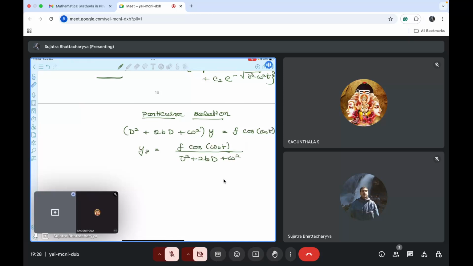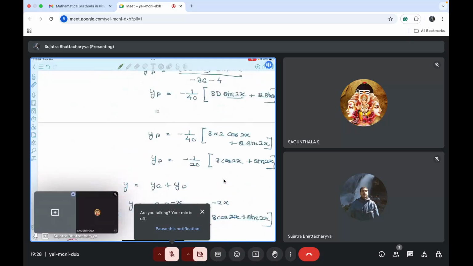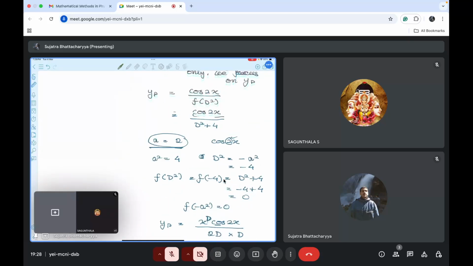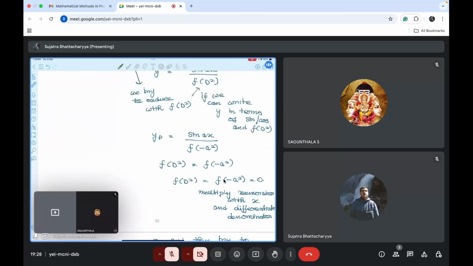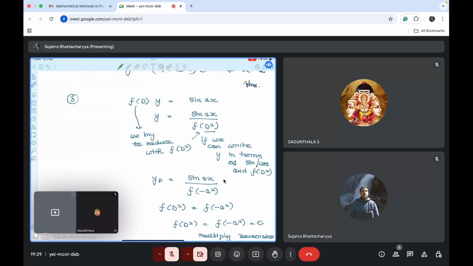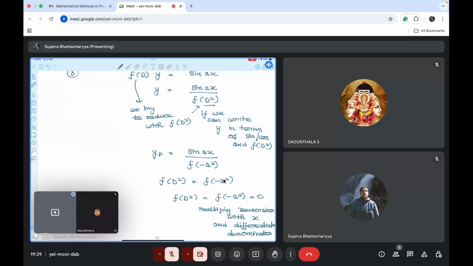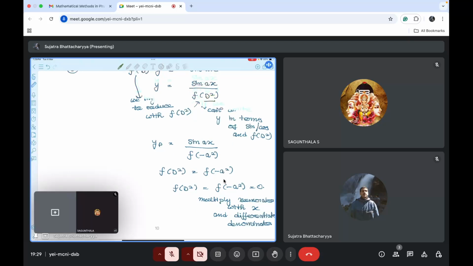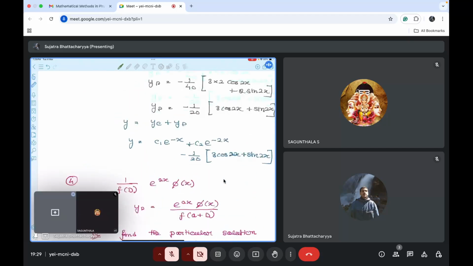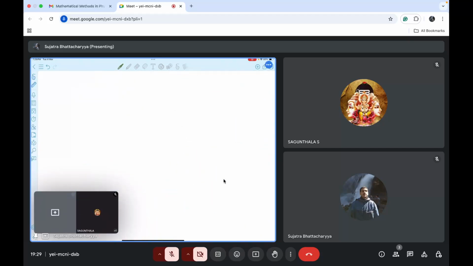We have seen how to solve it. The rule is the particular solution when you have sin ax or cos ax. This is how you go: you try to reduce it in terms of f of D square. Put D square equal to minus a square, where a is the coefficient in sin ax or cos ax. Put that in. If it is 0, then multiply by x and differentiate once again. Let's see how to apply it here.